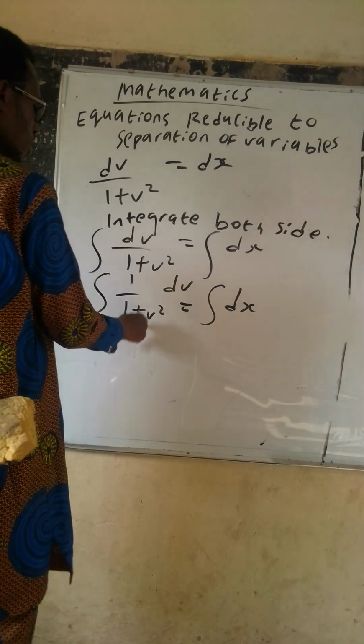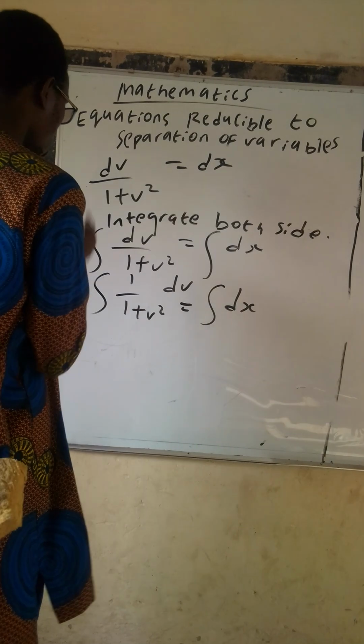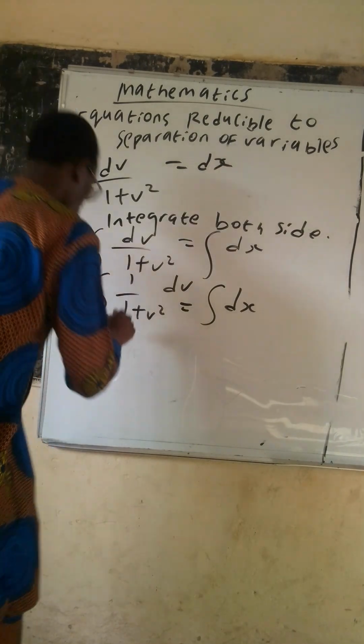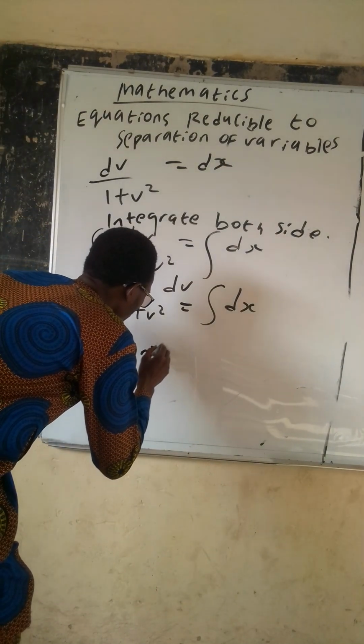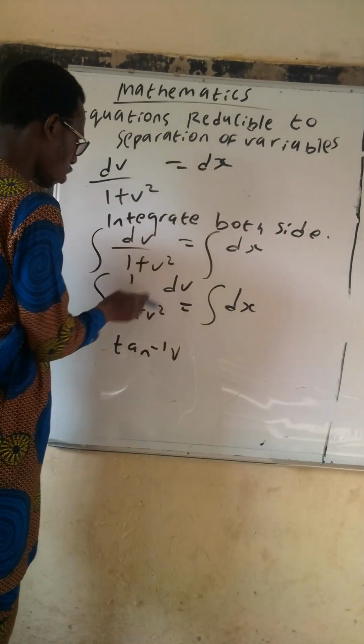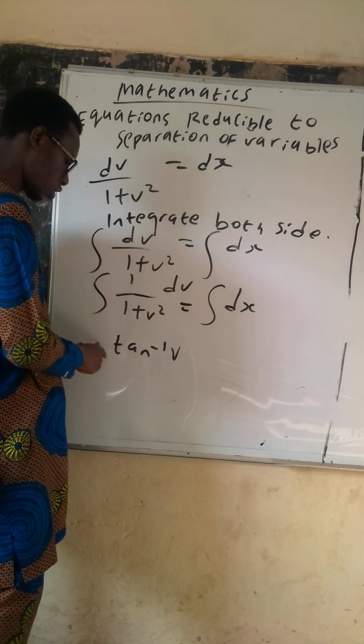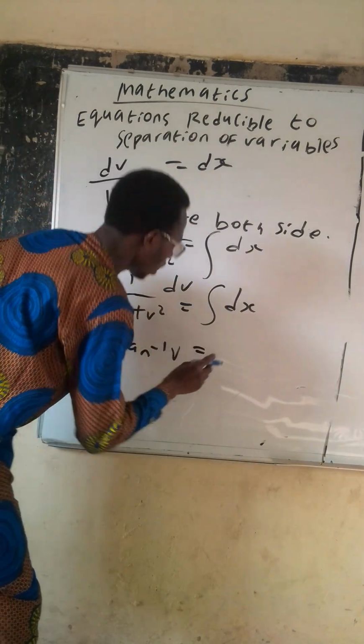So what do we have next? When you integrate this, 1 plus v squared, what are you going to have? When we integrate with respect to v, we have tan inverse of v. So that's the answer to this: the integration of 1 divided by 1 plus v squared is tan inverse of v.